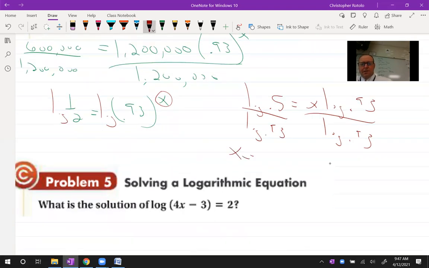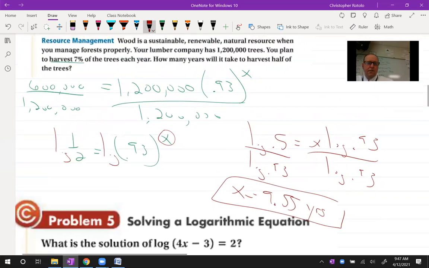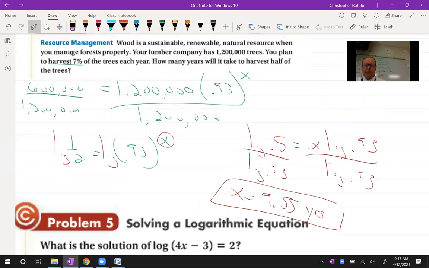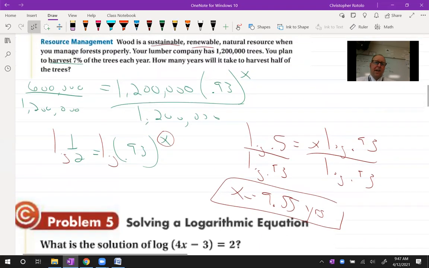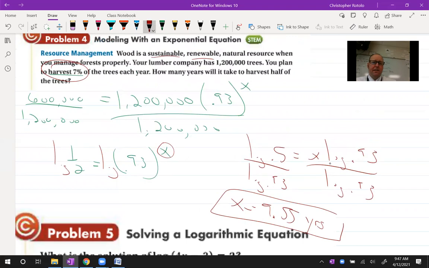So that means x turns out to be 9.55, and in this case, it's going to be years. So that means we have to make sure that we're planting those. Otherwise, in about 10 years, you're going to lose half of all your trees if you haven't found a way to sustain what you're doing. And that means you won't be in business much longer unless you find a way to take care of that. All right, so exponential equations tied in here.